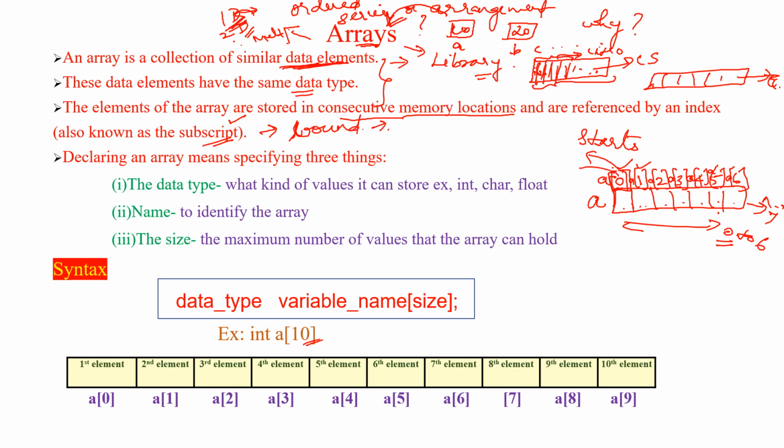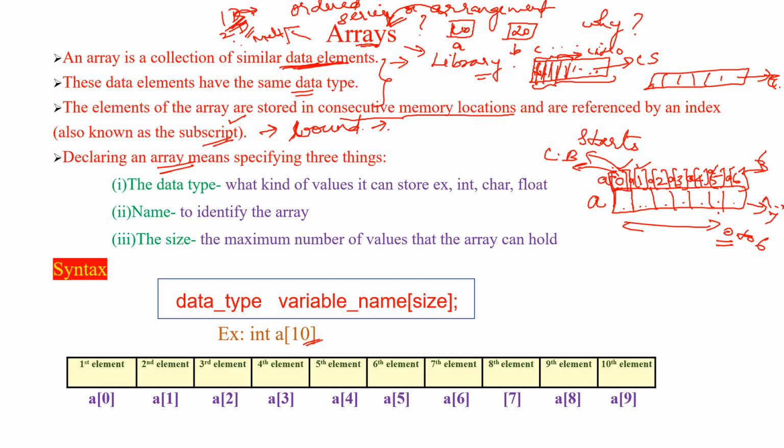So in this case, what is your lower bound? It is 0, right? What is your upper bound? It is 6. These are the different names by which you can identify this. So now, till now you have studied the declaration of variables. Similar to that, you have to declare the array also.